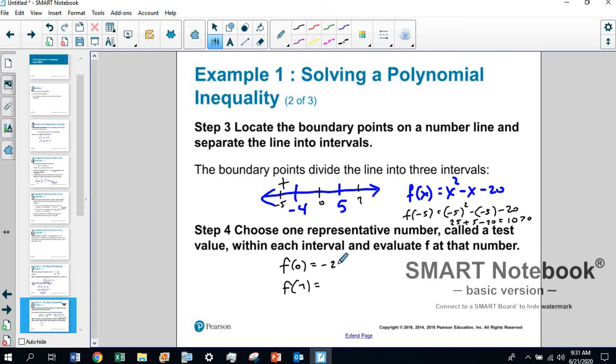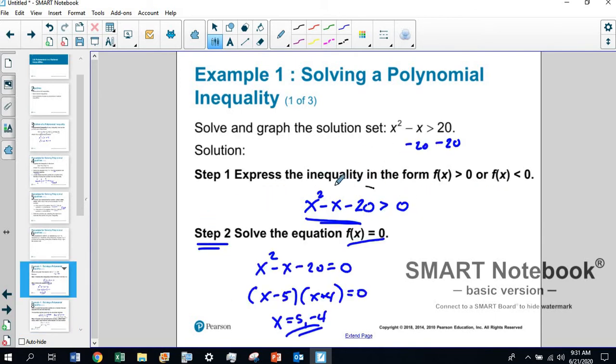Here I get -20. If I plug that in, that's negative. I care that that's negative. If I plug in 7, I think I end up with 22 if I remember right, and that's positive. Again, it doesn't really matter what the number is here. It matters that I get a positive or a negative. So how does that answer my question then? What's the answer? Well, what did I want? Let's go back. I wanted my function greater than 0.